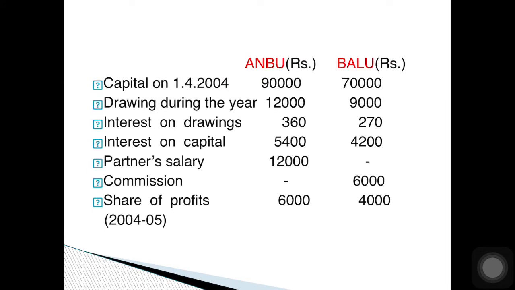So here see, two partners are given to you, capital is given, the opening capital is given to you, drawings during the year, interest on drawings, interest on capital, partner's salary, commission and share of profits. Now opening balance of capital will go in capital account credit side, drawings and interest on drawings will go on the debit side, and remaining interest on capital, partner's salary, commission, share of profits, all that will go in the credit side. So first let us solve this as per the fluctuating capital method.